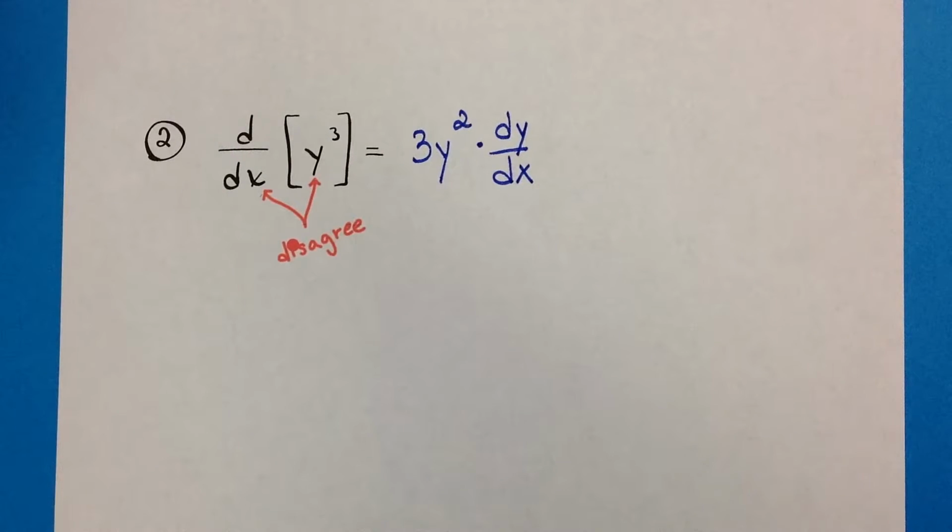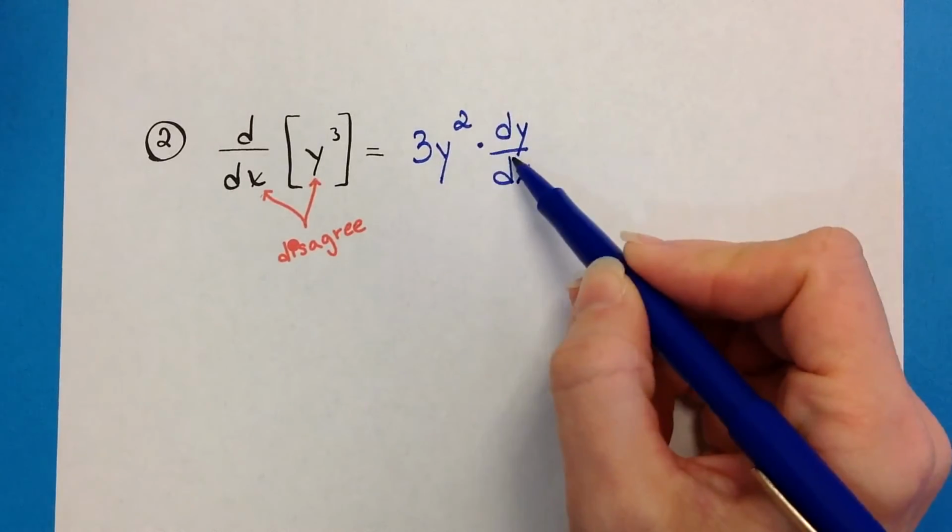So like I said, y is representing something that we're unsure of, so therefore we can't have a definite derivative rule that we're going to use. We're just going to say, hey, we're going to take the derivative of y with respect to x, and that's what this is telling you. Okay, next one.